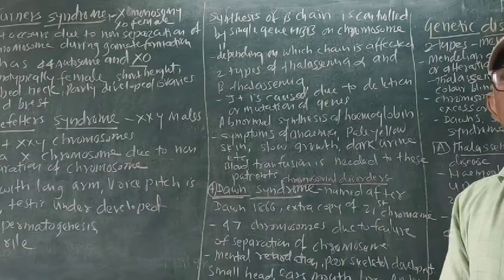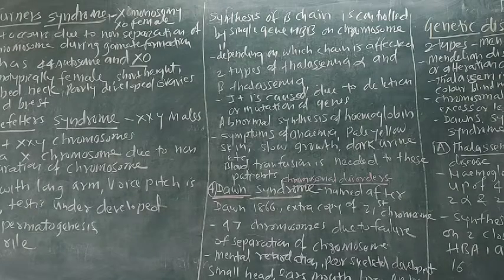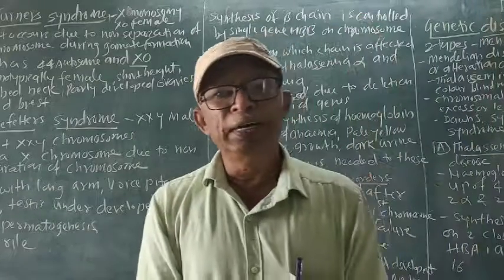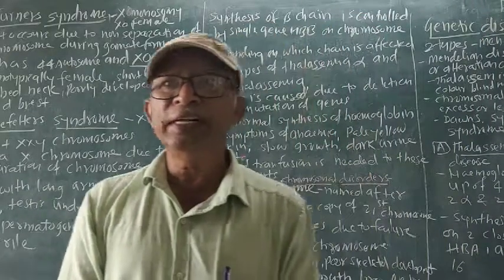So in today's period we have studied three different types of chromosomal disorders: Down syndrome, Turner syndrome, and Klinefelter's syndrome.